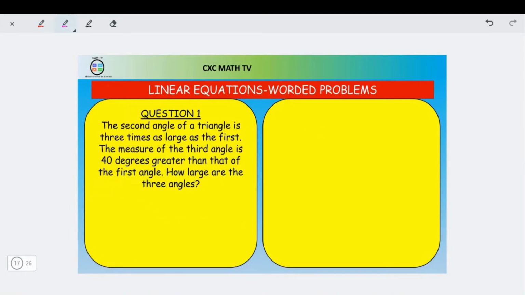So with linear equations, often you get worded problems like this. So pause the video and attempt this question for me. The second angle of a triangle is 3 times as large as the first. The measure of the third angle is 40 degrees greater than that of the first angle. How large are the three angles? Pause the video and attempt this question for me.